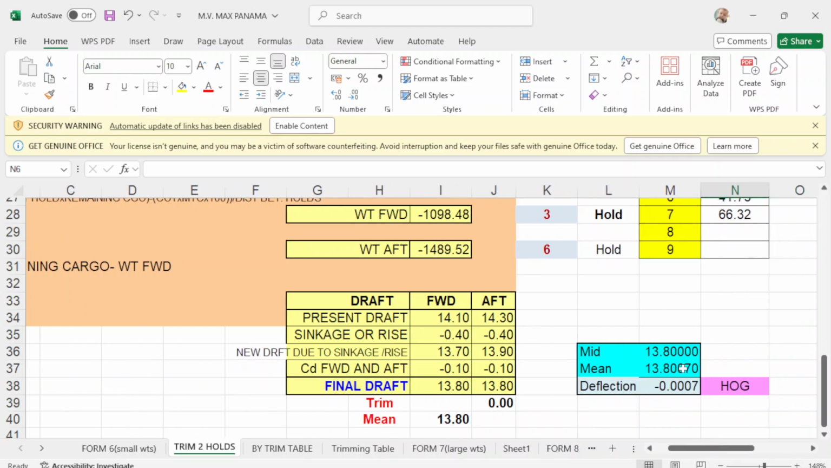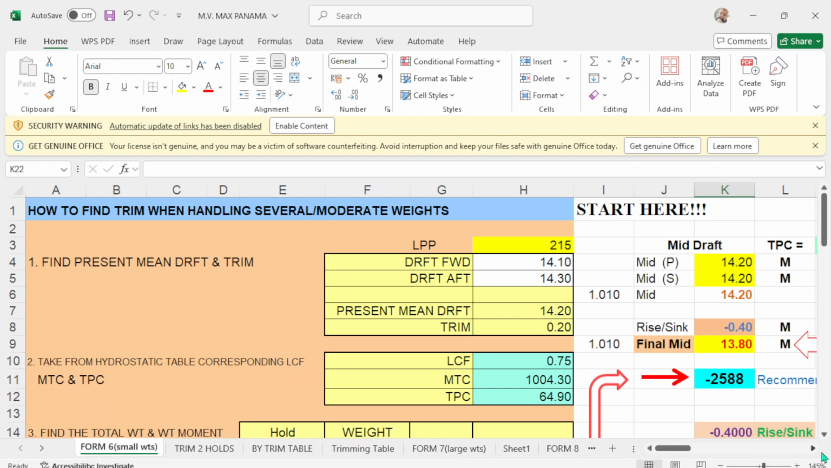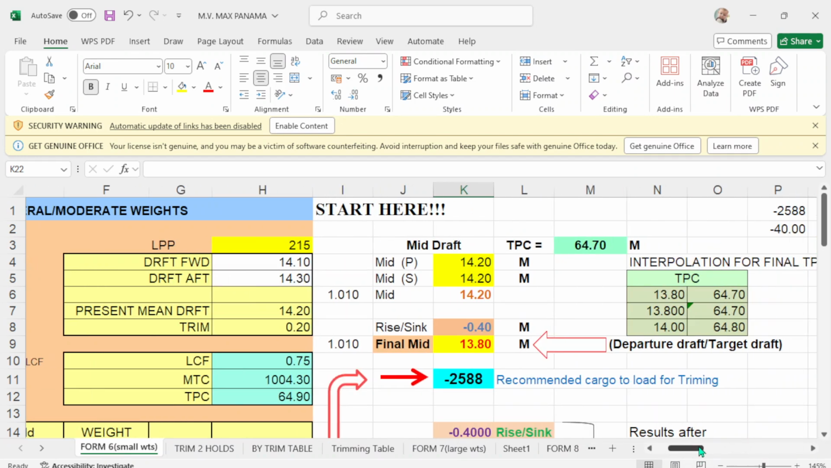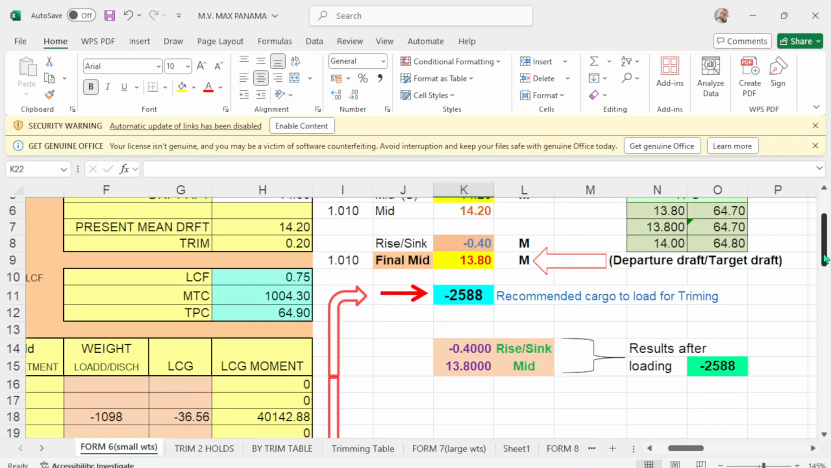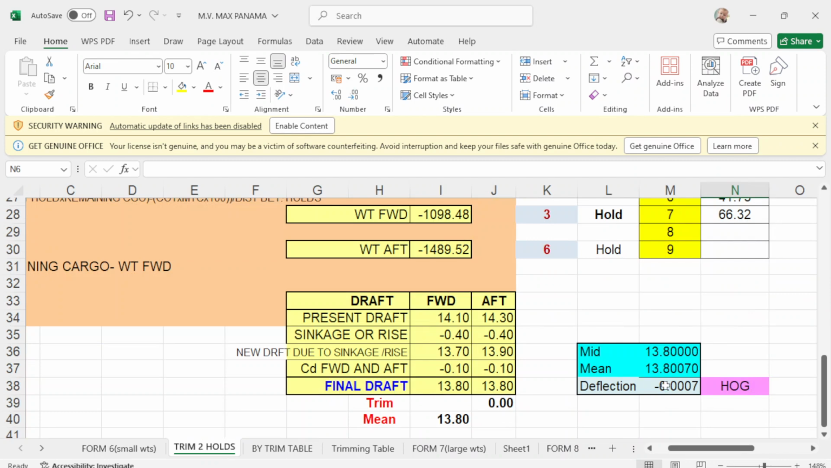Okay, so where did I get this mid? This is the one. Your mid drop is this one, 13.008. Okay, that is your mid drop. That is your mid drop. Your main is this one. That's why you have 0 deflection.